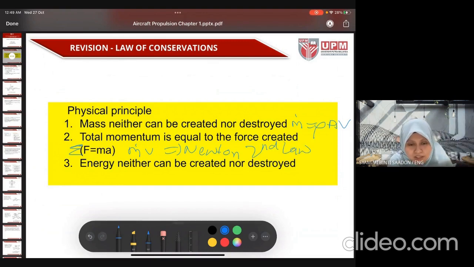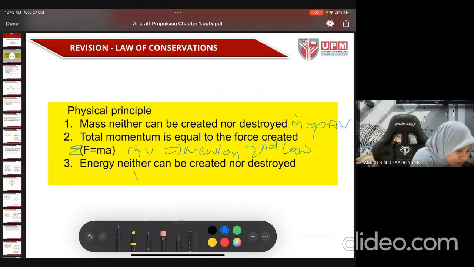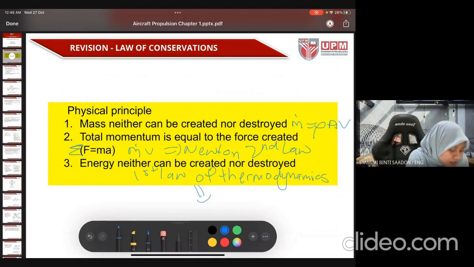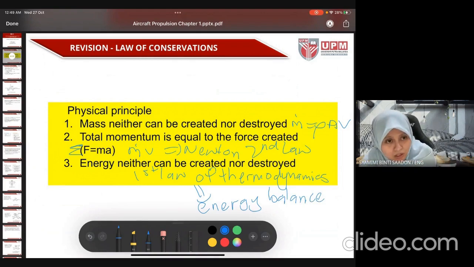The third one is that energy can neither be created nor destroyed. This is the first law of thermodynamics, from which we produce the energy balance of the system, whether it has heat transfer, produces work, or has kinetic energy, potential energy, enthalpy, etc.